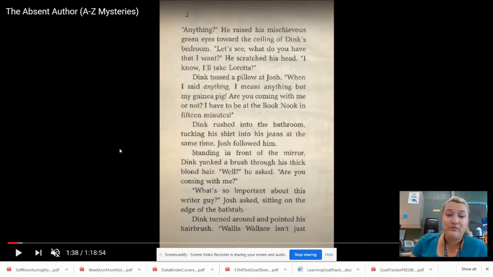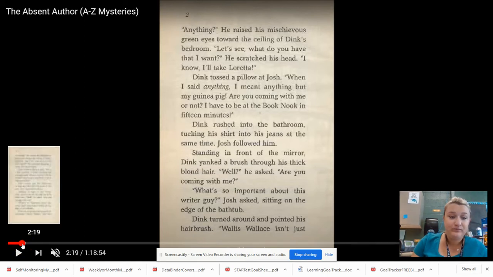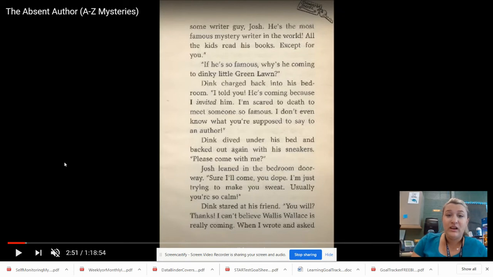Dink rushed into the bathroom, tucking his shirt into his jeans. At the same time, Josh followed him. Standing in front of the mirror, Dink yanked a brush through the thick blonde hair. Well, he asked, are you coming with me? What's so important about this writer guy? Josh asked, sitting on the edge of the bathtub. Dink turned around and pointed his hairbrush. Wallace isn't just some writer guy, Josh. He's the most famous mystery writer in the world. All the kids read his books, except for you. If he's so famous, why is he coming to Dinky Little Green Lawn?